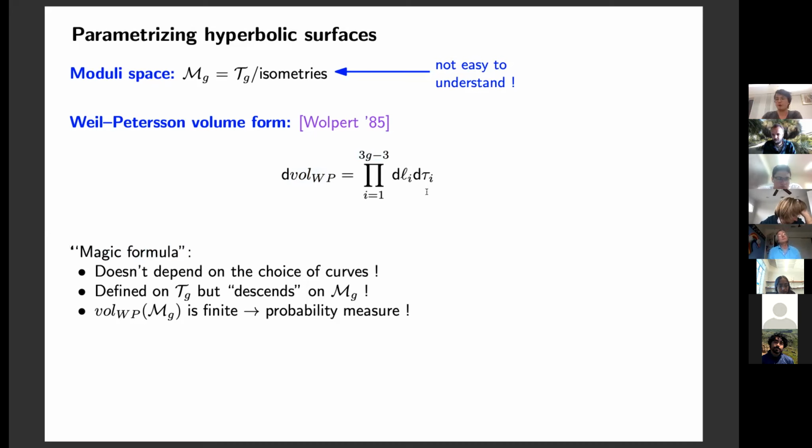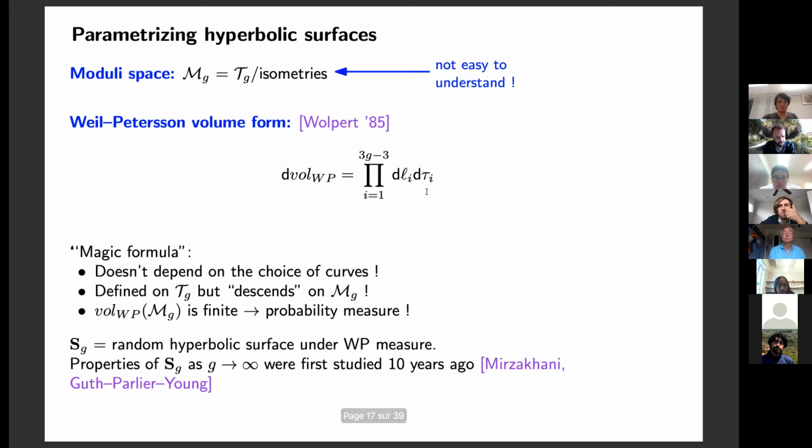But the most interesting thing for me is that when you descend on M_G and you integrate this volume form over M_G, you actually get a finite number, whereas you get infinity on T_G. So if you have a finite volume, this means I can define a probability measure on my set of surfaces. The probability of a subset is just the volume of this subset over the total volume. I just have to renormalize by the total volume, and I'm good. And so this allows you to sample a random hyperbolic surface under something that we call the Weil-Petersson measure. We're going to call it S_G.